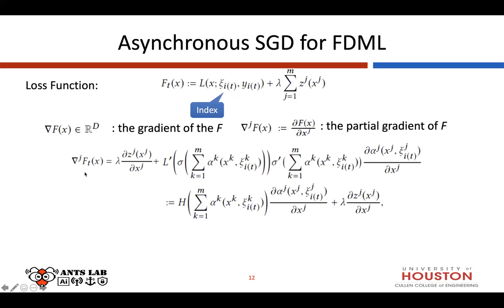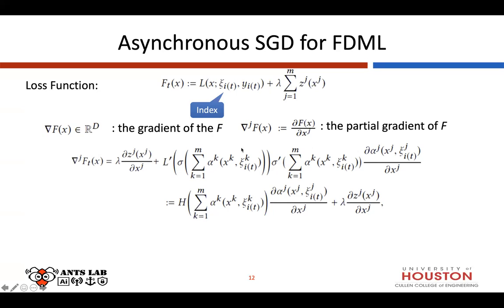Next, we can calculate the partial gradients of this objective function. So it can be expressed in this way. The first term is the partial gradient of the regularization term. And the second term is the partial gradient of the loss function. We calculate the mean square error first, and then we calculate the partial gradient of this sigma function. And finally, we calculate the partial gradient of the local model.